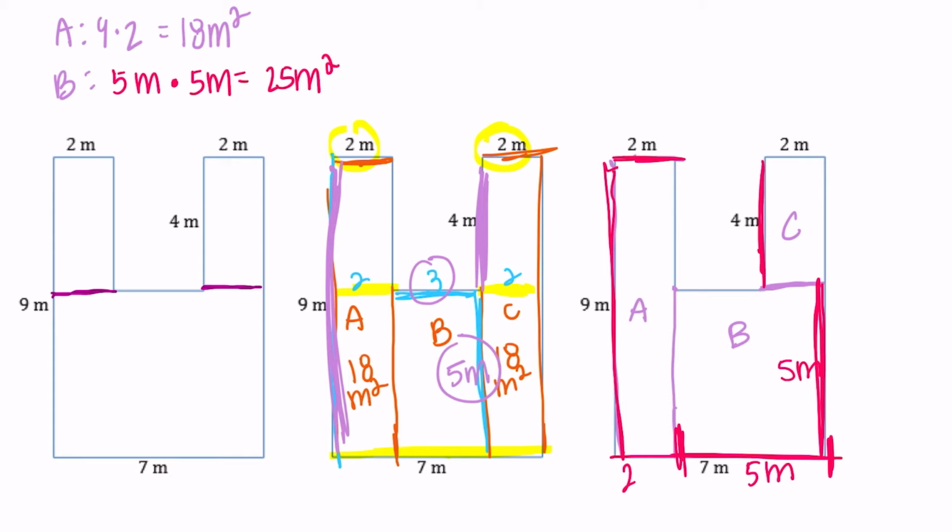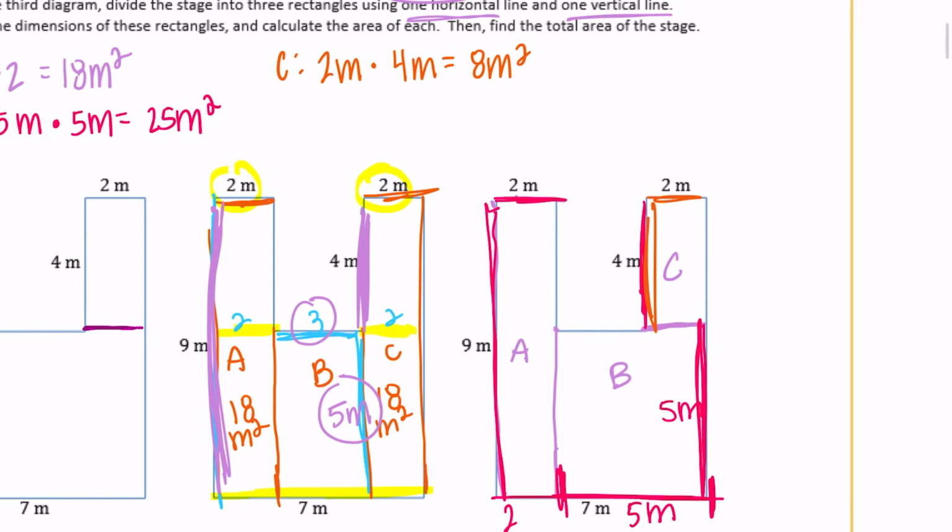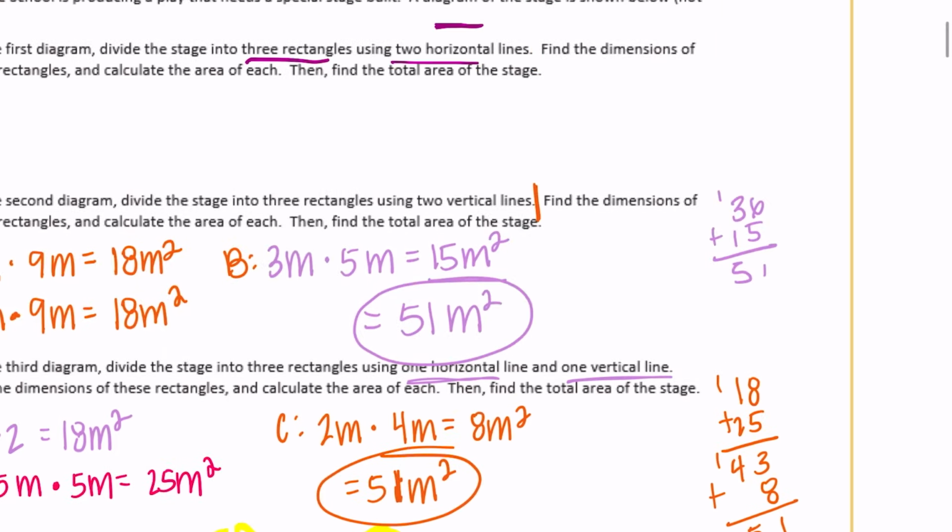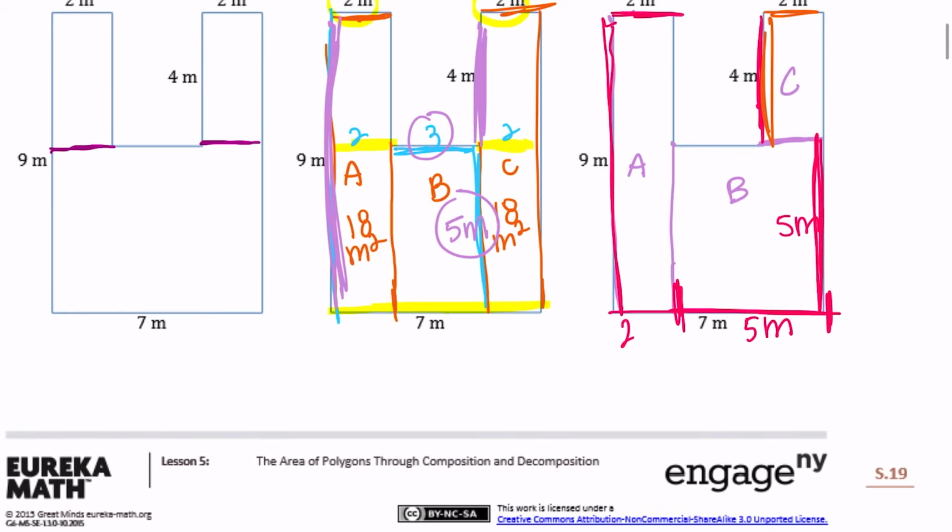And then the last one, C, we have 2 meters by 4 meters. It's nice when they're already labeled. That gives us 8 meters squared. So let's add them all up. 18 plus 25 plus 8 gives me 51 meters squared, which is great because, again, they all have the same area. We just found it in different ways. So this is showing you can use a different strategy as the person sitting next to you, and you can both be correct.